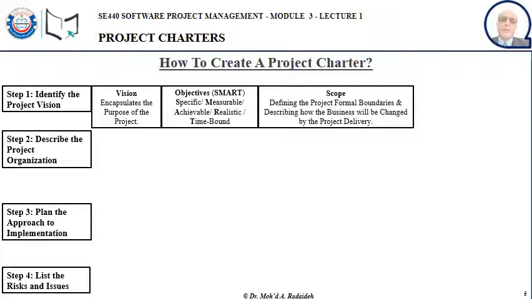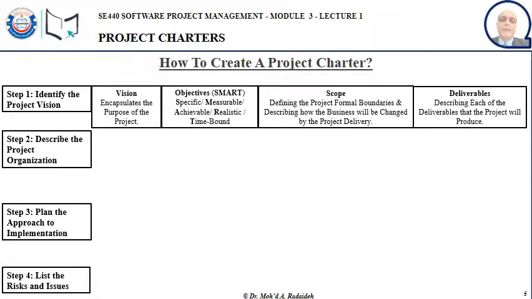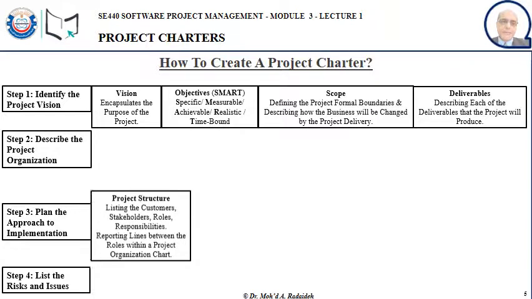The scope of work. So we need to define the project's formal boundaries and describe how the business will be changed by the project delivery. And also we need to define the deliverables of the project and describe each of these deliverables that will be produced at the end or throughout the project.